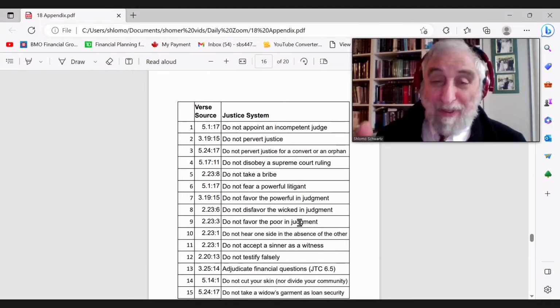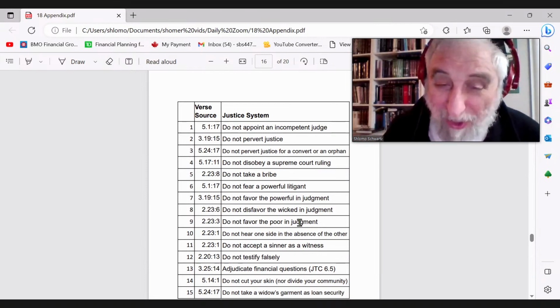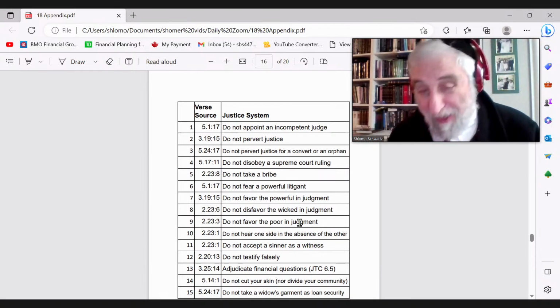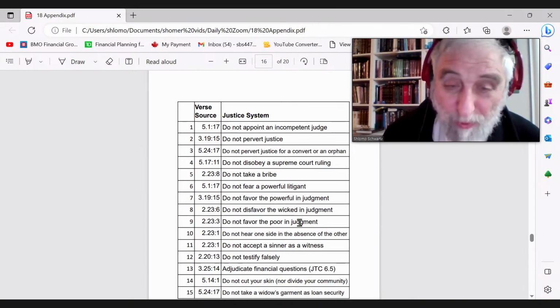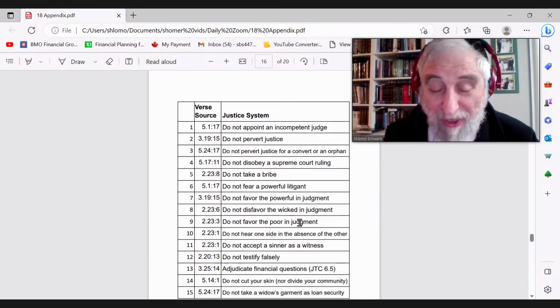This is what I was saying earlier with the convert or the orphan. In case you want to do this to just help them out, no, you cannot do that. Once you're the judge, you have to rule whatever the law says should be the case. You have to adjudicate like that.